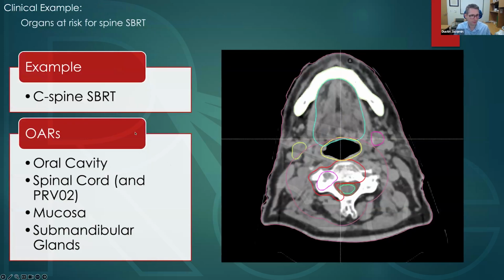So here are some examples. C-spine treatment, you can see the submandibular glands, the oral cavity, the mucosa. These are all included because they have mean dose goals. In addition, the spinal cord is included as a max dose goal, and it's right next to the target volume.